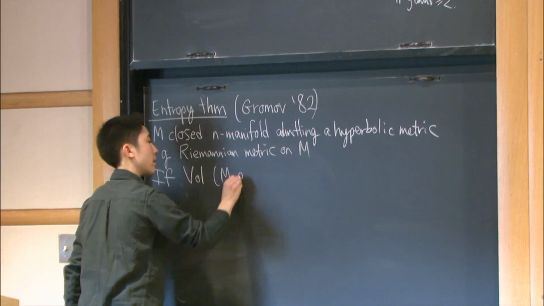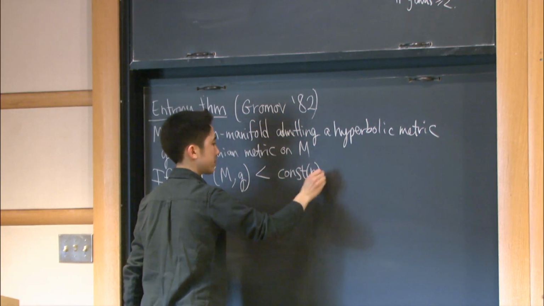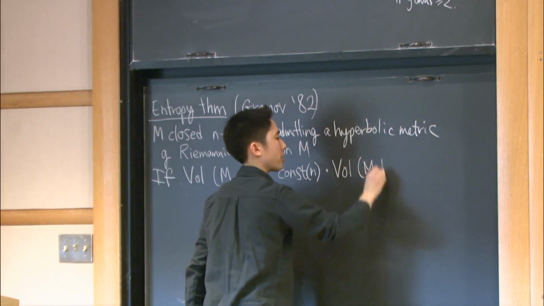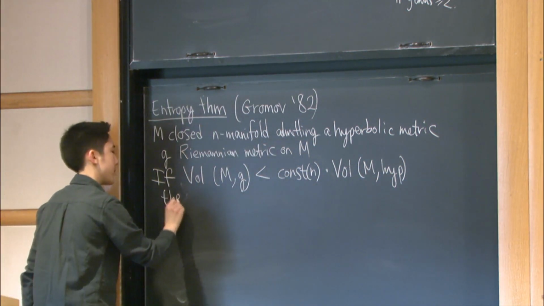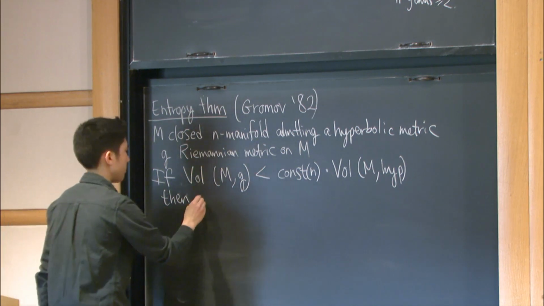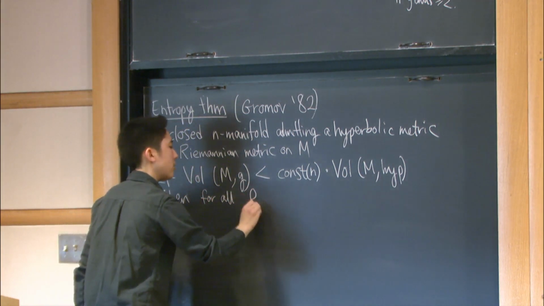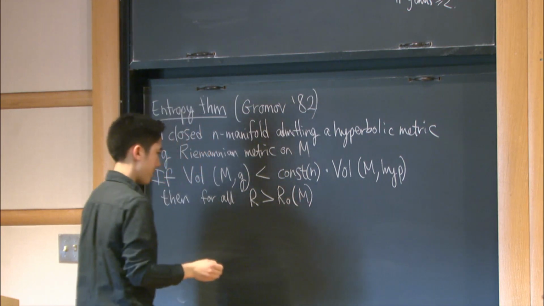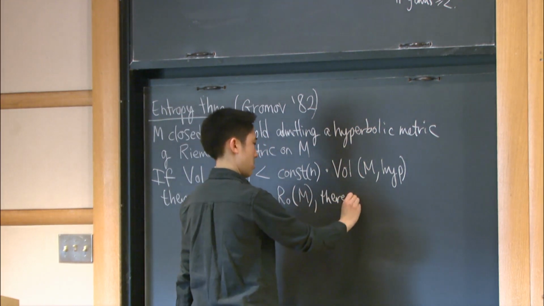So suppose that the volume with respect to G is smaller than a particular constant depending on M times what the volume would be under the hyperbolic metric. Then for all sufficiently large radii, so for all r greater than some constant r naught that depends on M, there exists a point around which the ball of radius r is big.